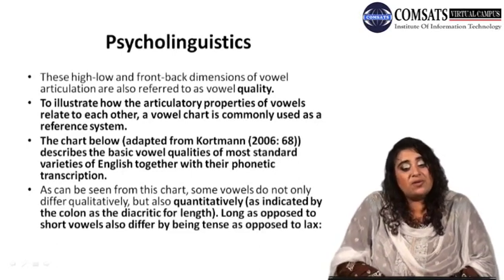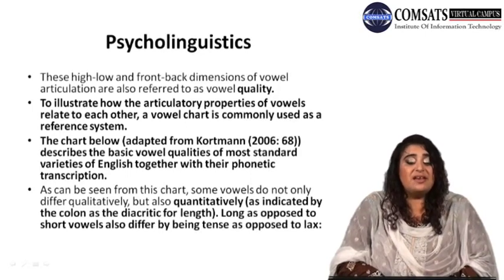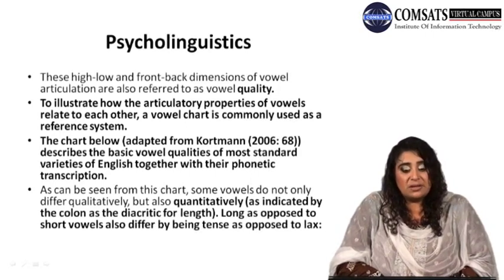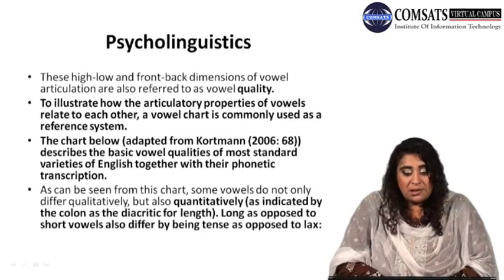Now, these high, low, and front, back dimensions of vowel articulation are also referred to as vowel quality. Now, to illustrate how the articulatory properties of vowels relate to each other, a vowel chart is commonly used as a reference system. To see how the articulatory properties of vowels relate to each other, a chart is used as a reference system.